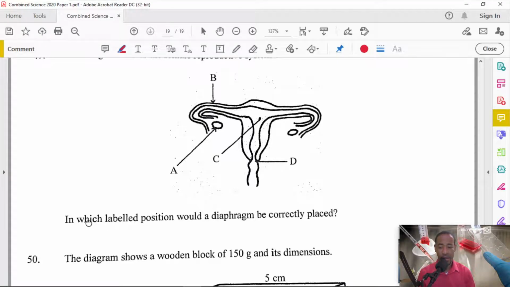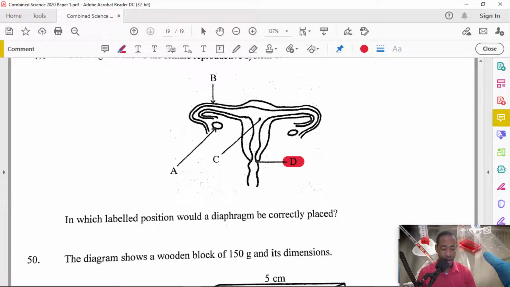Now, the question asks, in which labeled position would a diaphragm be correctly placed? A diaphragm is just like a membrane to prevent the sperm from going up into the uterus, so it cannot meet the egg in the fallopian tube. So the best place to put the diaphragm will be right here. So it's just a blockage for sperm cells not to pass through. So it will be placed at the cervix.